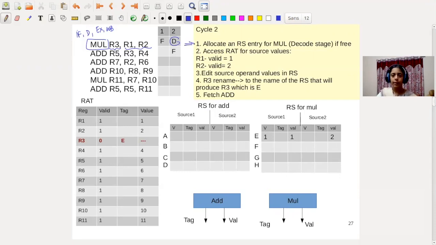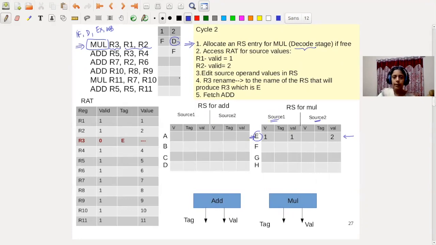Along with the decode of the instruction, the other steps in this cycle are: the machine allocates a reservation station entry for the multiply. This is happening in the decode stage, and it first checks if the reservation station for mul is free. Since we do not have any other instructions before this, it checks if there is any free reservation station, and it puts this instruction into it. The reservation station has a name, E here, the name of the first reservation station. Like I said, source 1 and source 2 are going to get into the reservation station.